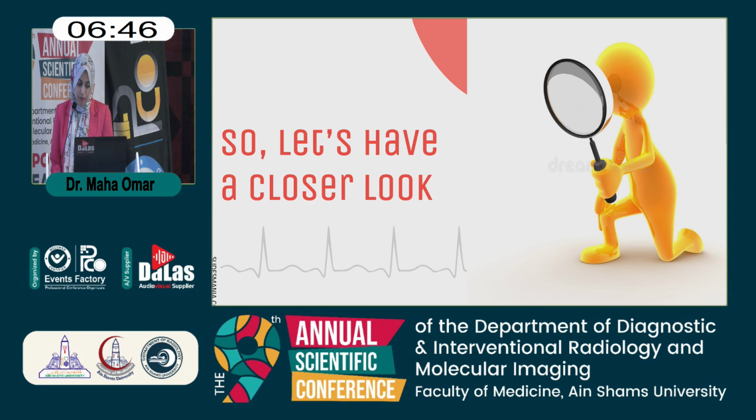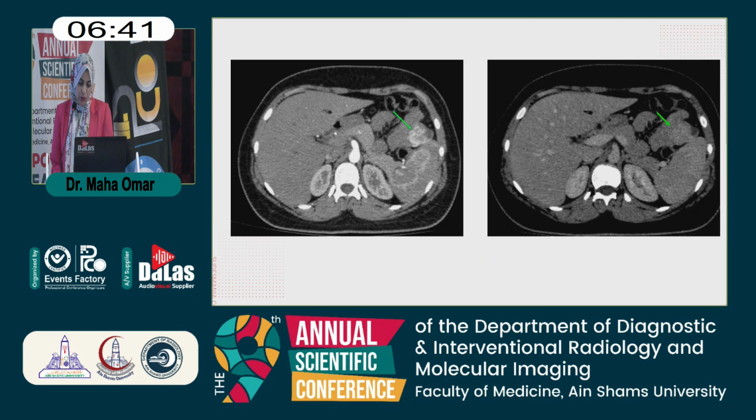So let's have a closer look at the findings in our case. We have a lesion that is inseparable from the upper jejunal bowel loops on the left side of the upper abdomen. This lesion shows intense arterial enhancement that is close to following the blood pool in all phases, and similarly in the portovenous phase, here on the right side of the screen.